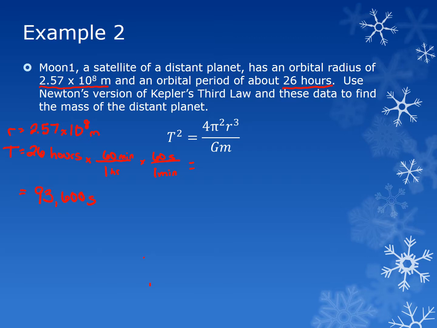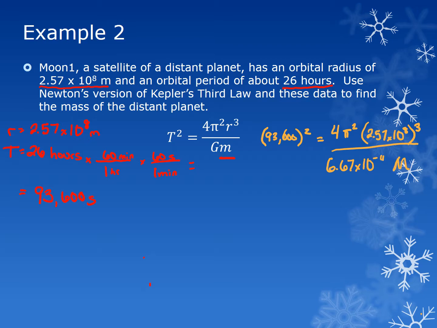So now we have to plug everything in. We have our givens, and we know that we're solving for the mass. So now we need to substitute. So period squared, 93,600 squared, equals 4 pi squared times R, which is 2.57 times 10 to the 8th. We're going to cube that, divided by 6.7 times 10 to the negative 11 times the mass.